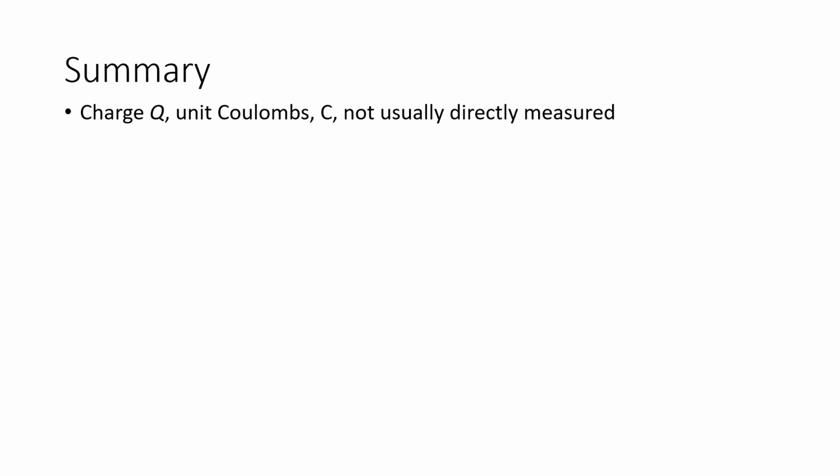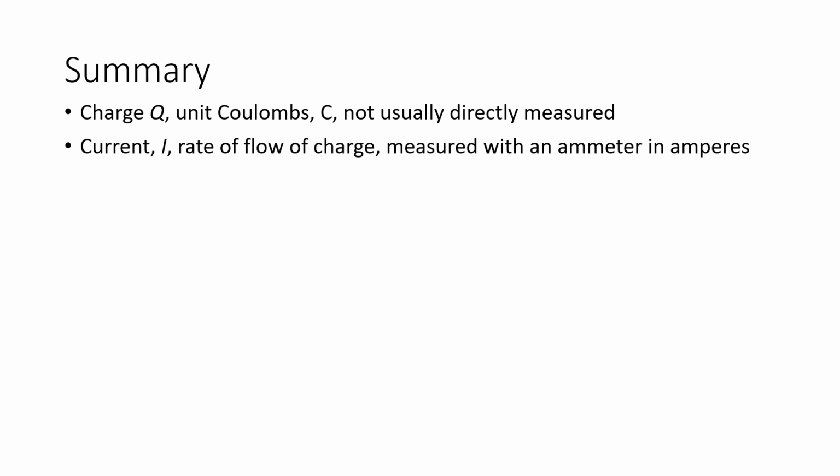We've got to know that it's recorded in coulombs, but we never measure it in a circuit. We work out what's going on with charge by working out what's going on in current and time. Because current is the rate of flow of charge. So if we know the current and we know the time taken, we can work out charge. We don't measure it directly.